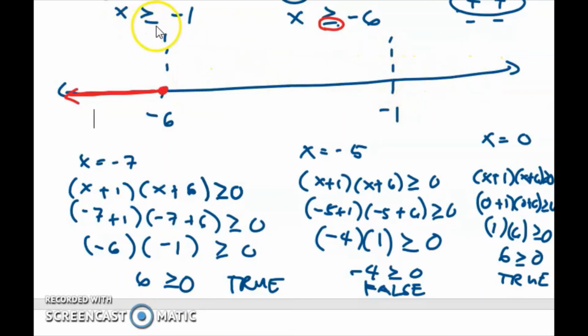So, dito, dahil equal ulit siya o greater than or equal to negative 1, close ulit siya. And then, we go there kasi true siya doon. Okay, so that's how we graph. Oh, ganun lang naman kadali eh.